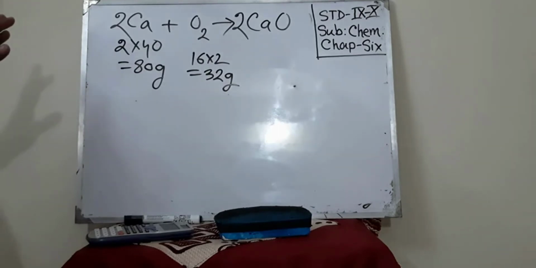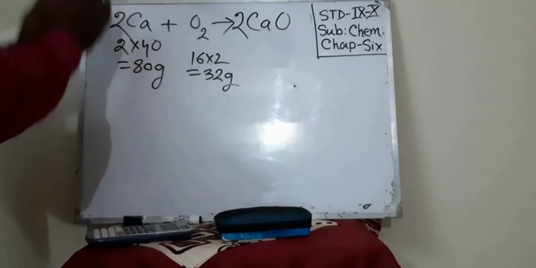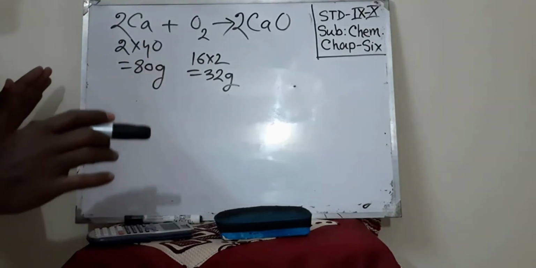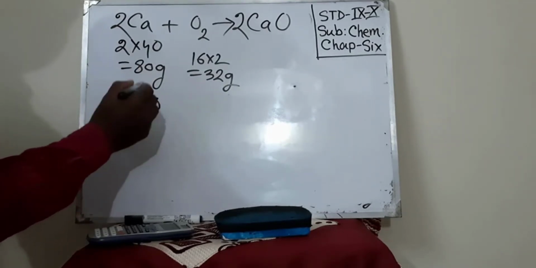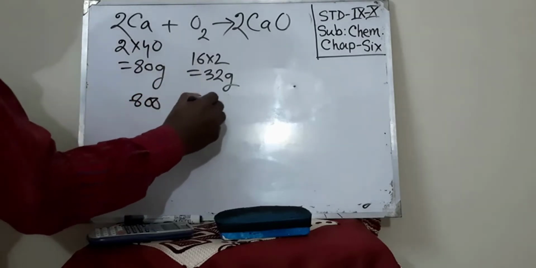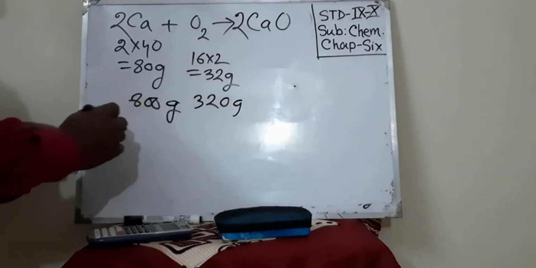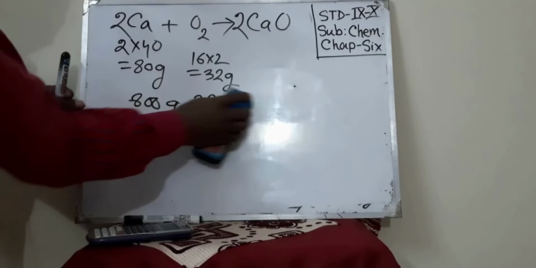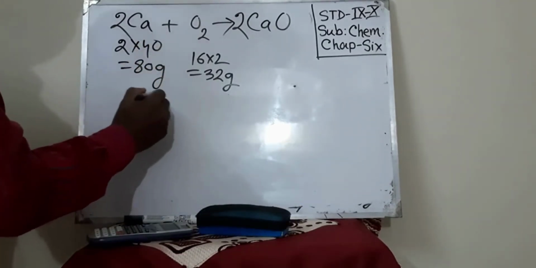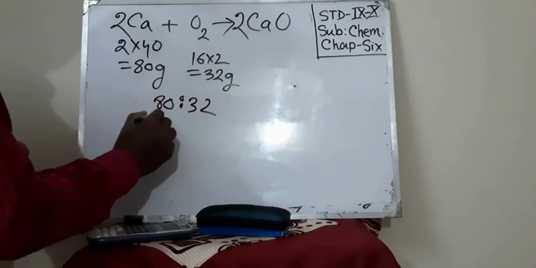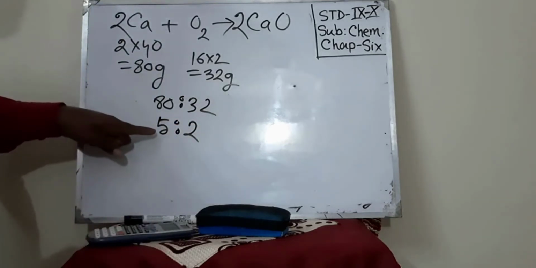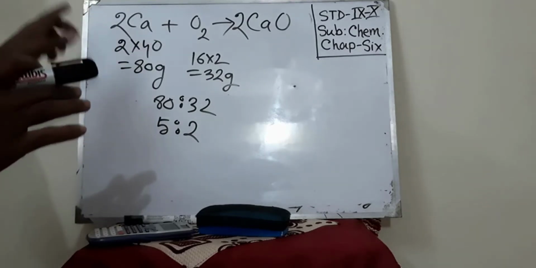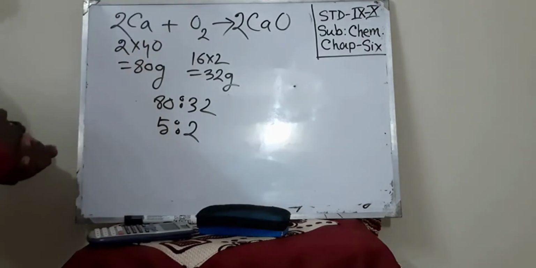So if you take 80 gram calcium and 32 gram oxygen, then both reactants will be used up. No reactant will be in excess, both will be used up, and there is no limiting reactant. If you take 800, I have just multiplied by 10, and 320 gram, then both will be used up. No excess reactant will be found, and the product will be obtained. As a ratio, 80 is to 32, that means 5 is to 2. If you take calcium and oxygen in the ratio 5 to 2, then no limiting reactant or excess reactant will be found. That means the total reactant will be converted into product.